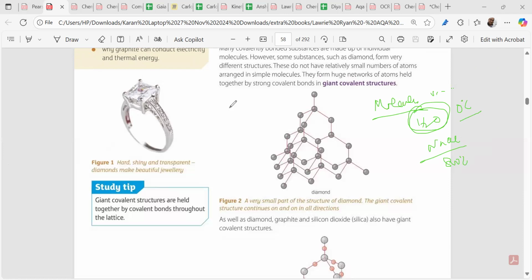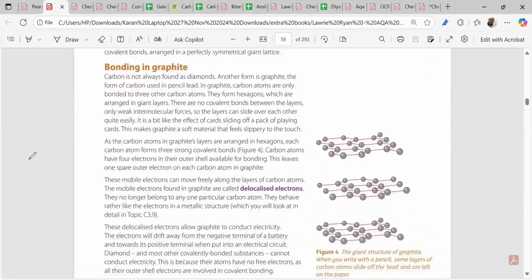But diamond, although it has covalent bonds, does not have a fixed number of atoms. It has millions of bonds, right? Infinite bonds, infinite atoms, we don't know, right?